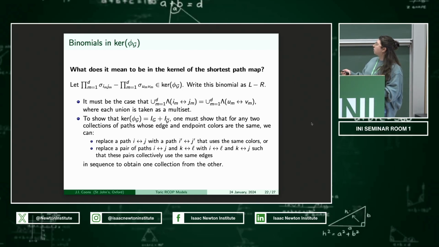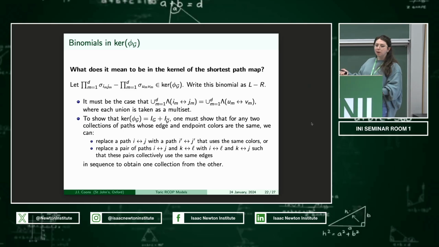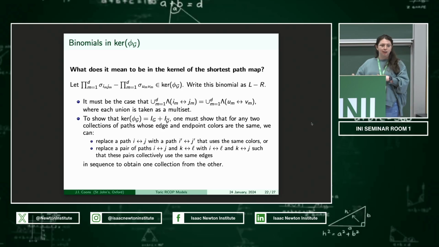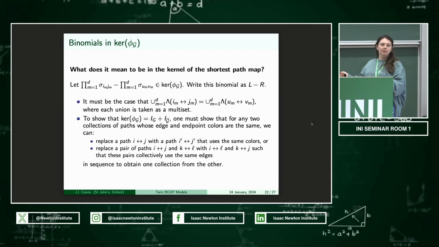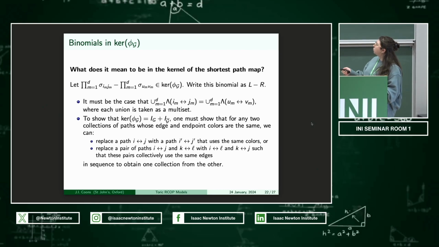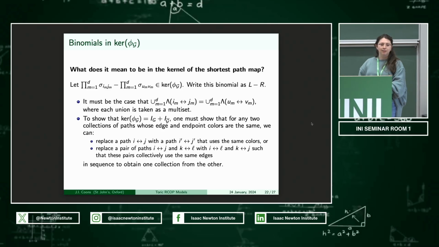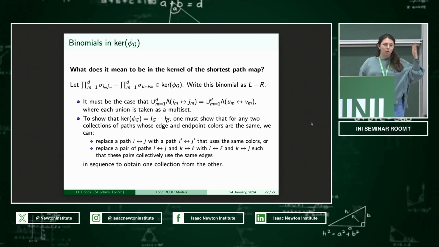So in other words, this is using a Markov move that comes from this linear ideal from the completion, or I can replace a pair of paths, say i to j and k to l, with another pair of paths i to l and k to j that use exactly the same edges. So now not taking colors into consideration, but really the same edges in the graph. So claiming that this is a Markov basis for the ideal means that one has to show that I can use these two types of operations to get from one set of paths to the other set of paths.